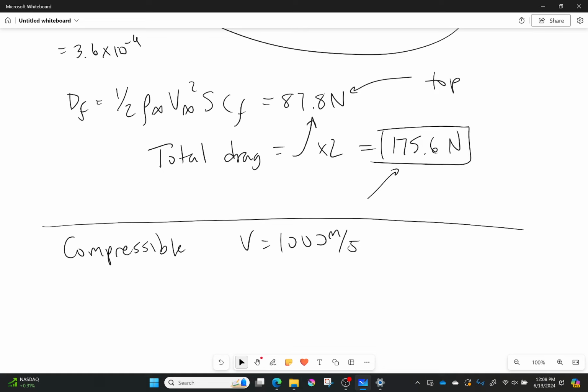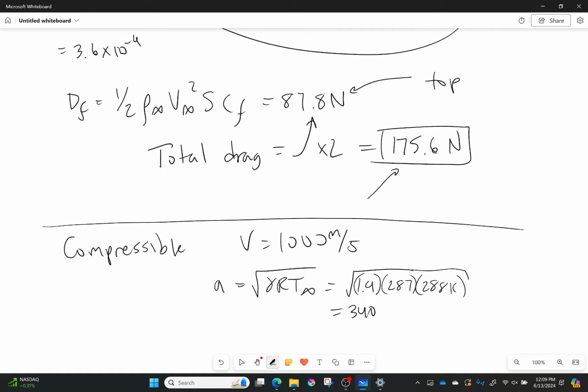And we can prove that pretty quickly. So let's go ahead and calculate the speed of sound and then figure out what my Mach number is. So the speed of sound, my bad, is going to be equal to the square root of gamma R T infinity, which will be equal to the square root of 1.4 times 287 times 288 Kelvin. Okay. And that comes out to be a speed of sound of 340.2 meters per second.